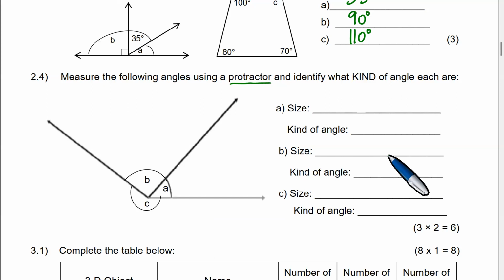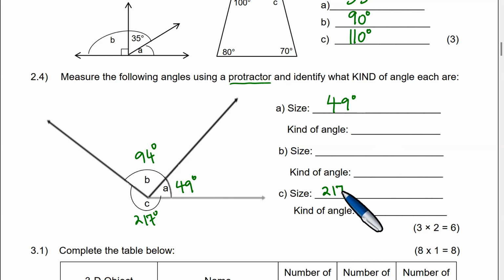So I'm going to give you the sizes, okay? Because if you use a protractor, you get 49 here, you get 49 here, and then we get 94 degrees here. And here we get 217. And then B is 94.